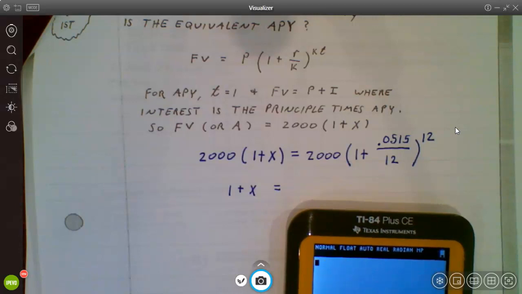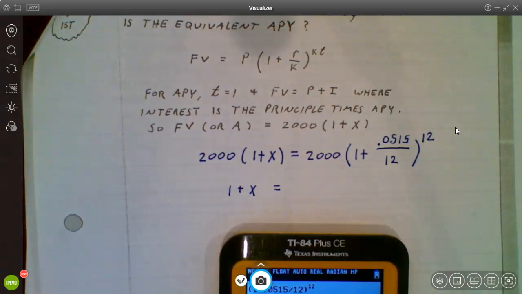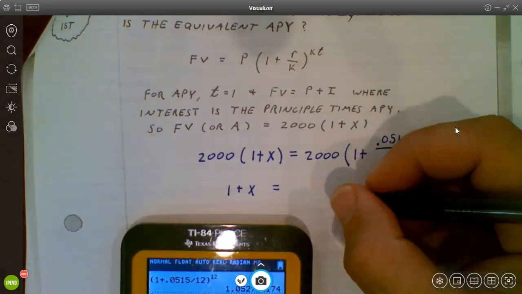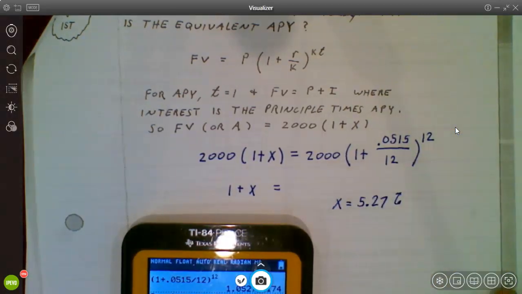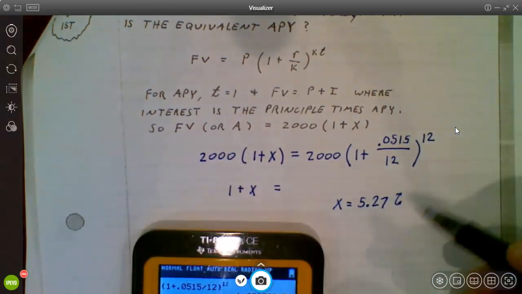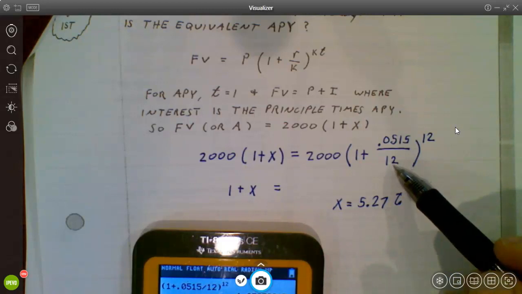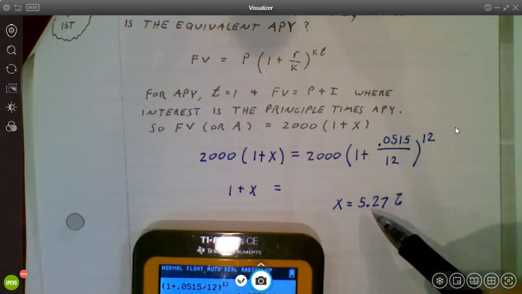I need my parentheses since I have the exponent, so 1 plus 0.0515 over 12, and all of that is being raised to the 12th power. And so all I'm going to do is subtract 1 from both sides to get x by itself. And so here's our new rate, 5.27%. So you'll notice this created a higher APY because we were compounding it more often than the book was. They were only doing theirs quarterly. We did ours monthly. So we compounded this more often, which gives you a higher APY.